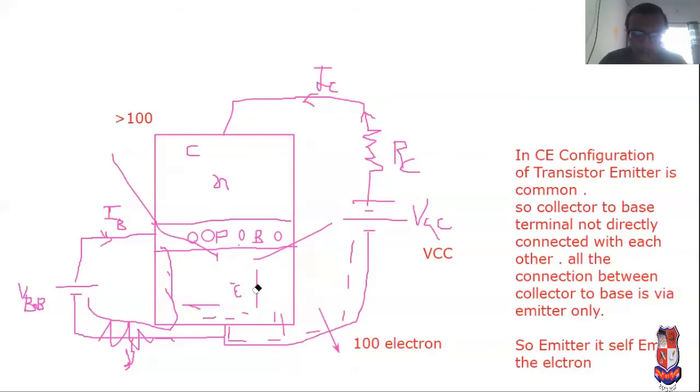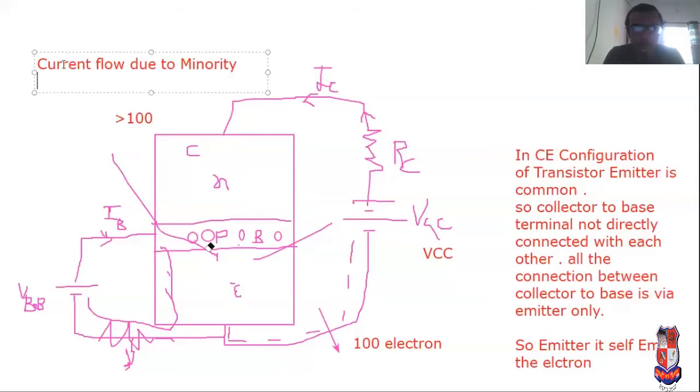See this. Leakage current is the current that flows in reverse bias. And what is the meaning of leakage current? It is current flow due to minority charge carriers. I have written it here: current flow due to minority charge carriers.